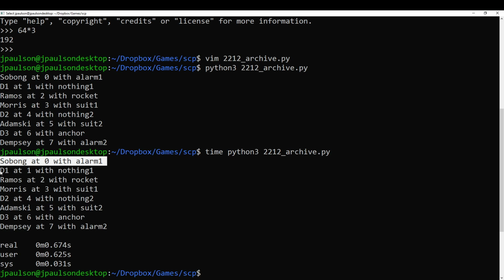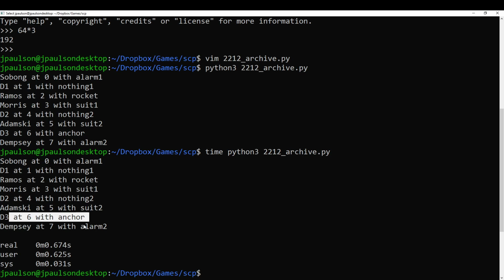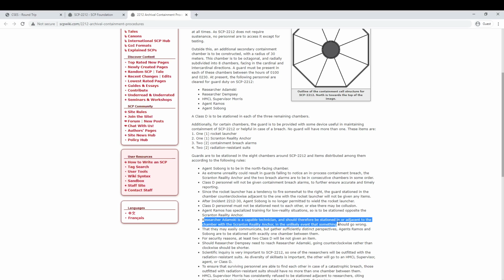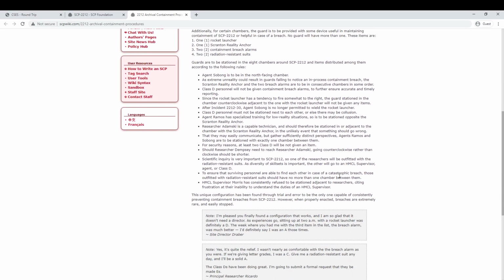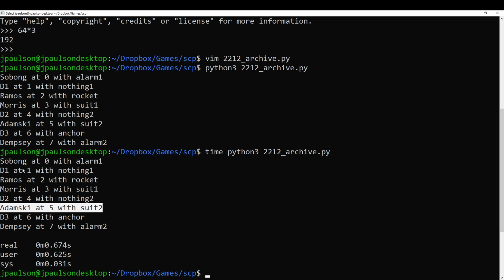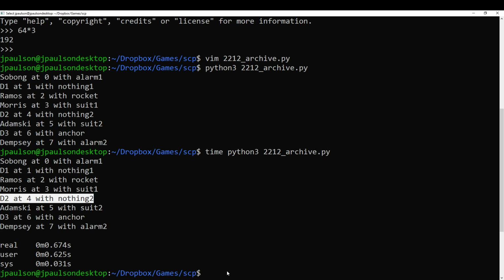Class D cannot be next to each other. This guy's at 1, 4, and 6. They're separated by named people. Ramos should be opposite the anchor. So here's the anchor, and here's Ramos. Adamski should be either in or next to the anchor. So here's the anchor, and here's Adamski next to it. Ramos and Sovan are supposed to be exactly 1 chamber away. So Sovan is at 0, and Ramos is at 2, and 1 is the chamber in between them. 2 class D will not be given an item. This guy has nothing, and this guy has nothing.